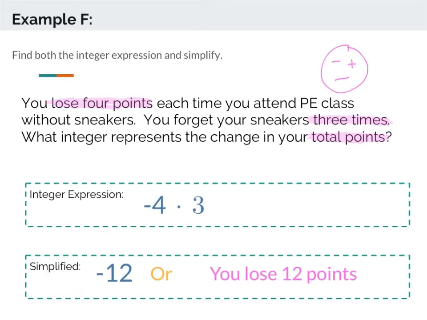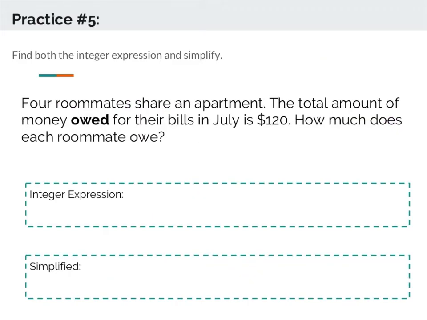But if you have a word problem, you need to have a word answer. Let's try it on your own. Here we are at practice number 5, and it says find both the integer expression and simplify it.